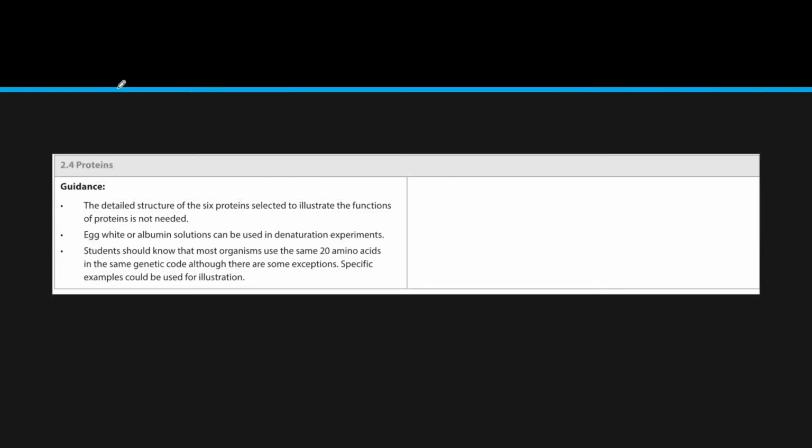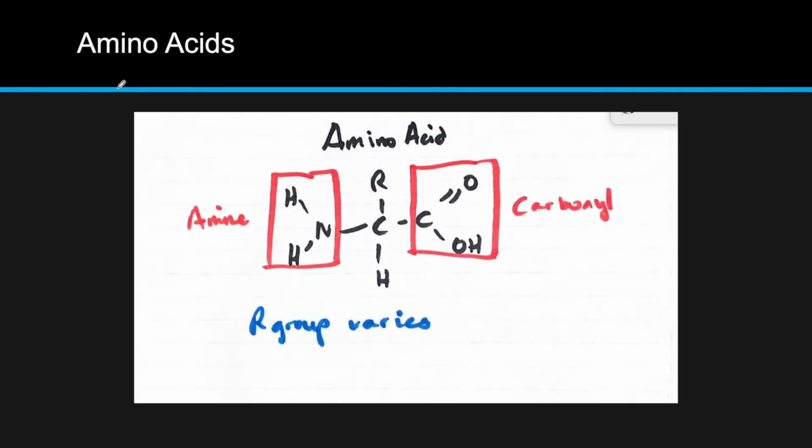Here's the guidance. First things first, the building blocks of protein are amino acids. You should be able to not only identify an amino acid, but maybe even draw it. There are a couple of things you need to realize about this. An amino acid is composed of five main groups. On the left here we have the amine group, which is always going to be two hydrogens and a nitrogen. It can also be written as NH2. On the right here, we have a carboxyl group, which can also be written as COOH.